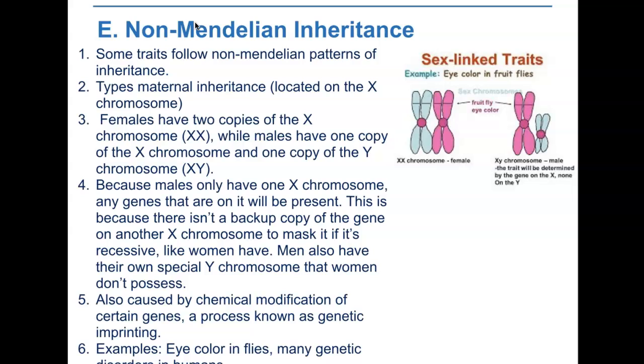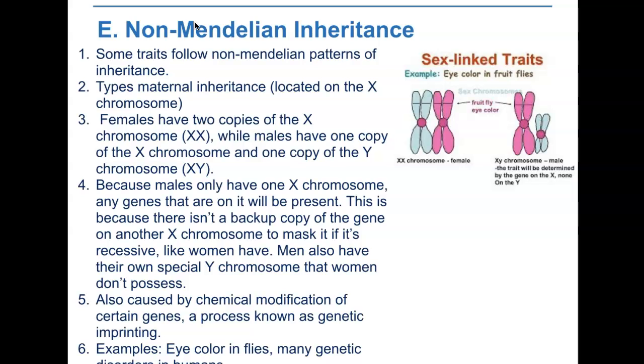Remember that females have 2 copies of an X chromosome, while males only have 1 copy of an X chromosome, and they have 1 copy of a Y chromosome. Because males only have 1 X chromosome, many genes that are on it will be expressed. This is because there isn't a backup copy of the gene on another X chromosome to mask it if it's recessive, like women have. Men also have their own special Y chromosome that women don't possess.